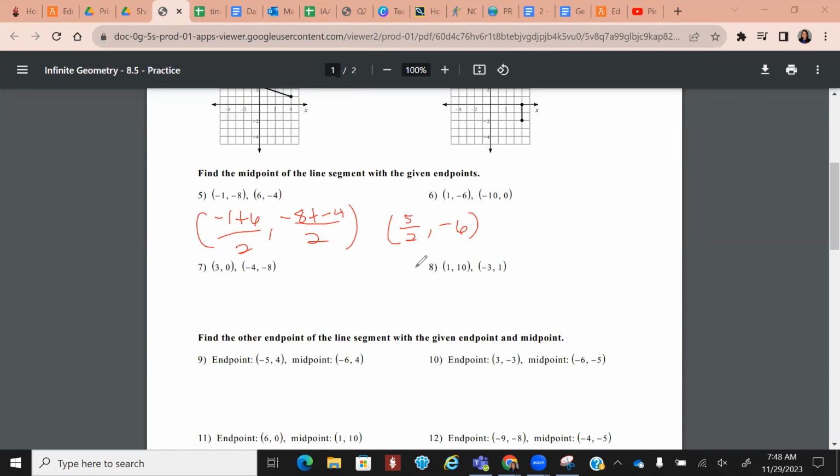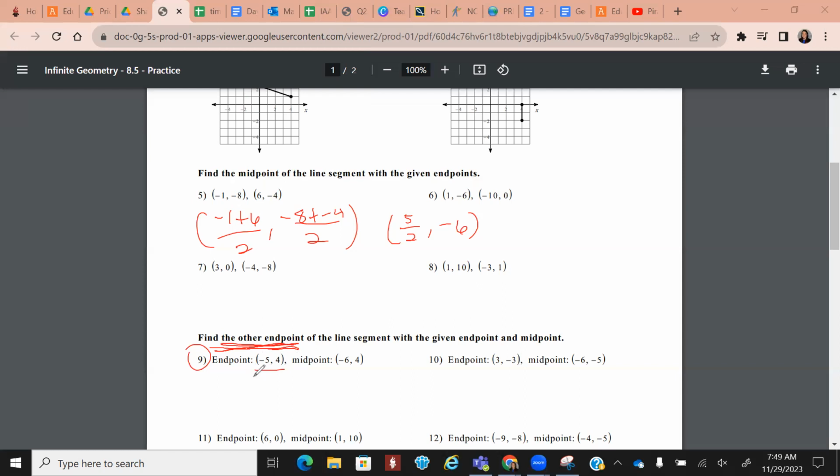Okay, this is what I think they're going to ask on your final though, because they like to make these like a lot harder than they really need to be. Look at number 9. It says an endpoint -4, -5, 4, and the midpoint is -6, 4. They don't give you 2 points. They give you the endpoint and the midpoint. So now you have to find the other point. Okay, so always pay attention to what are they asking you for? They're asking you to find the other endpoint.